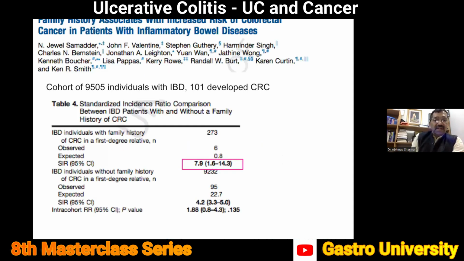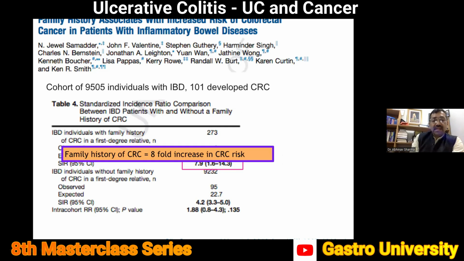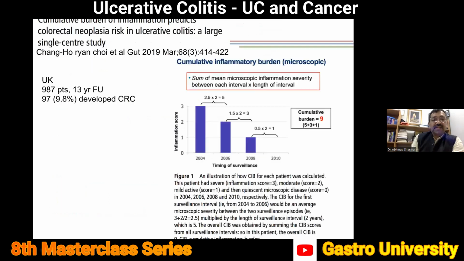Now this is another study, with a fairly large cohort, of IBD with family history and without family history. So if there is a family history of colorectal cancer, IBD patients have a higher risk of colorectal cancer, and this is to the tune of 8-fold risk. So with family history, there are chances of CRC in UC patients, an 8-fold increase.